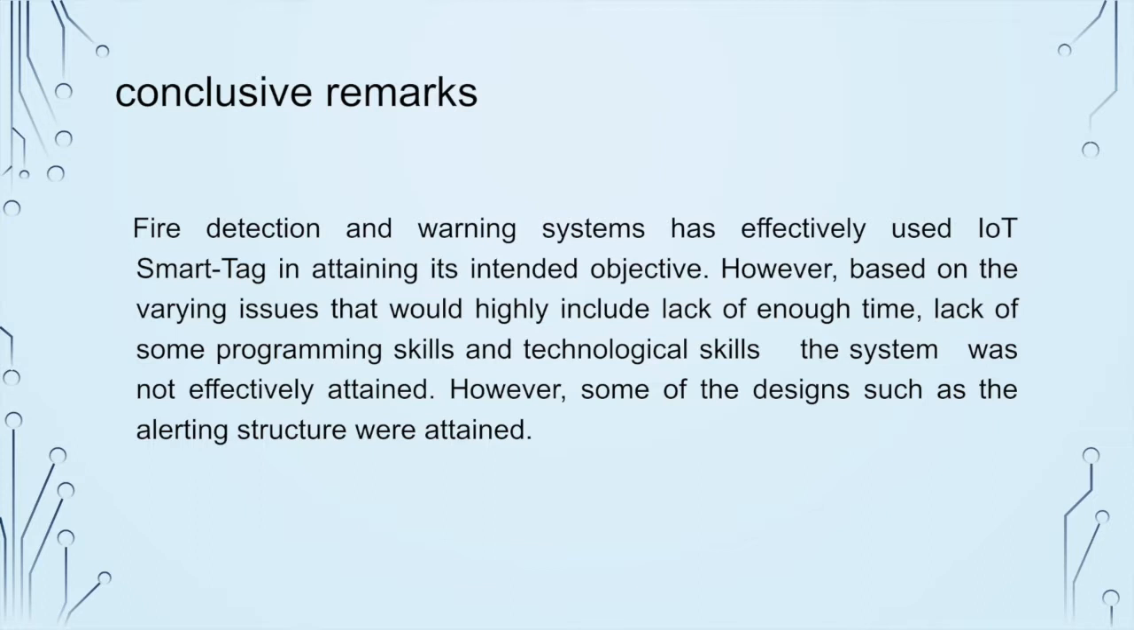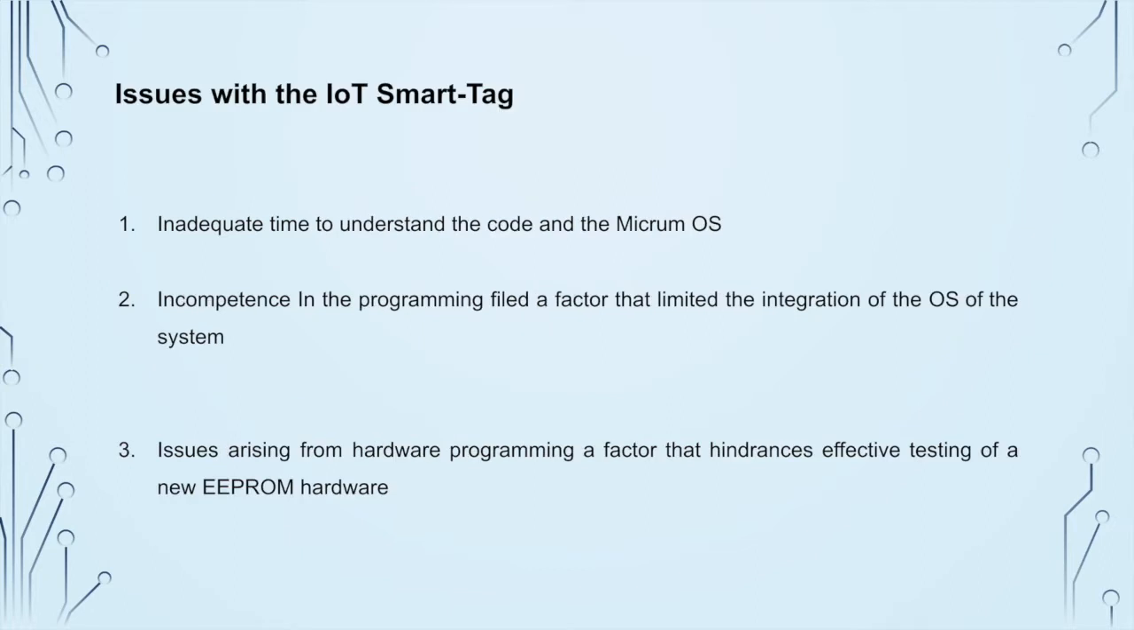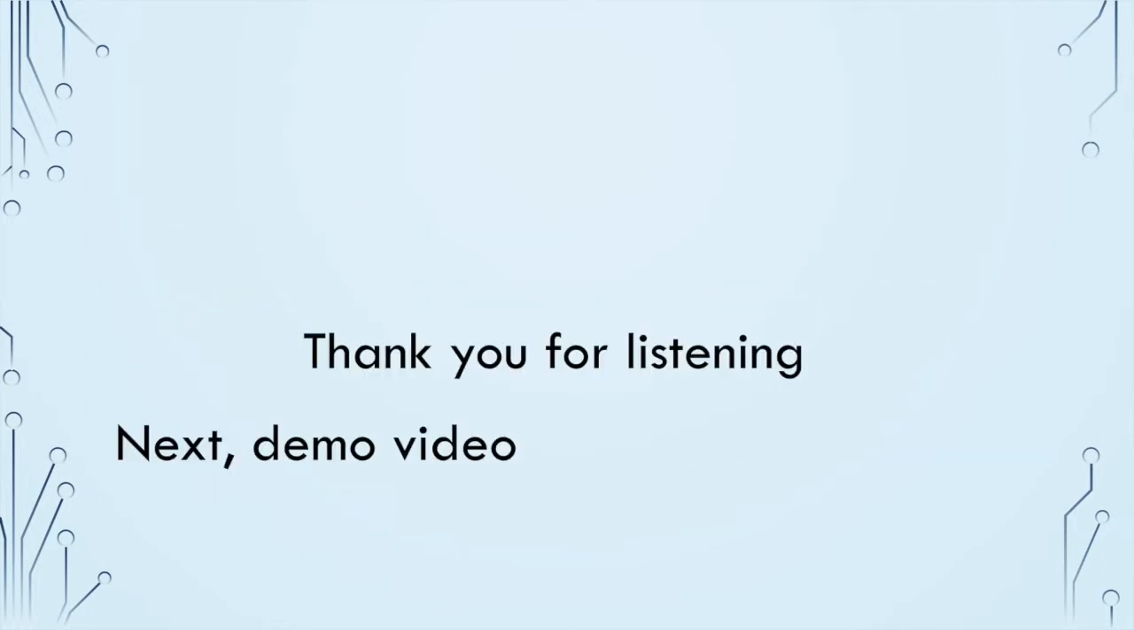The fire detection and warning system effectively used the IoT SmartTag in attaining its intended objective. However, based on the many issues we faced, including lack of enough time, lack of some programming skills and technology skills, the system was not effectively completed. However, some of the designs, such as the IoT structure, were completed. Okay, that's all for our part of the project. Thanks for listening.